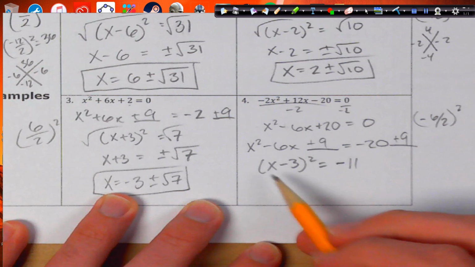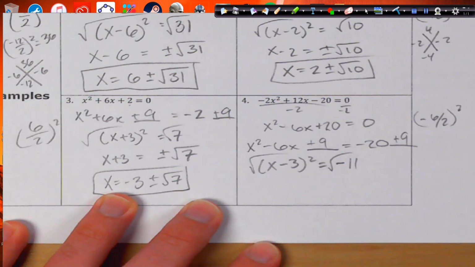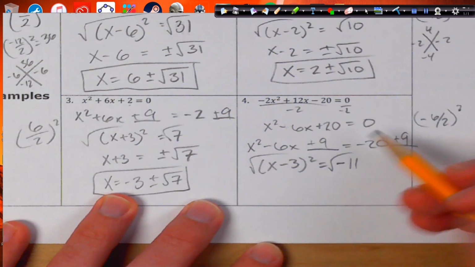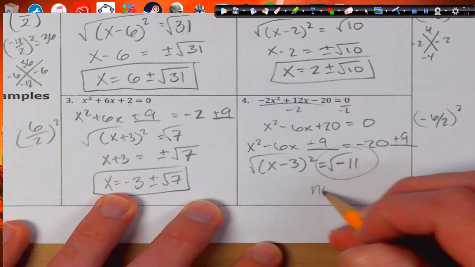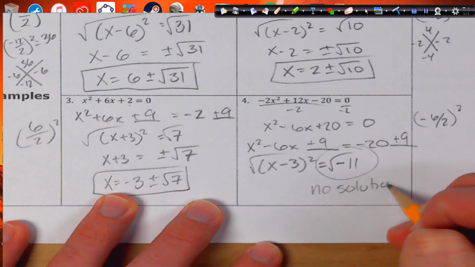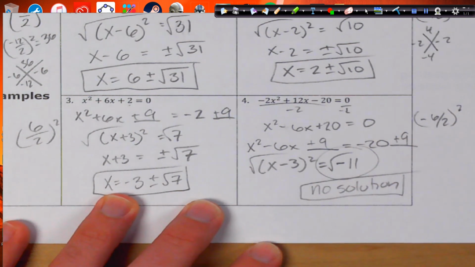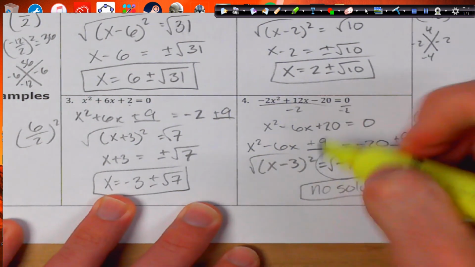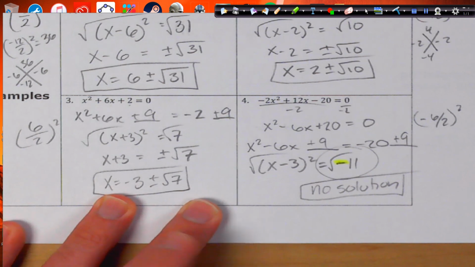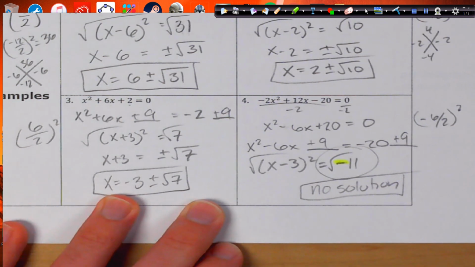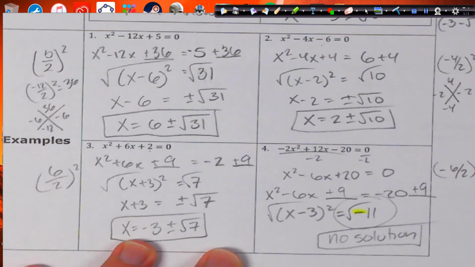Okay? And then when we square root it, we're in trouble. Can't take the square root of a negative. So we know right here, no solution. So that's our indication that we have no solution. And again, it's because you can't take the square root of a negative. Okay? So hopefully we kind of got through those 4. They're a little tricky.